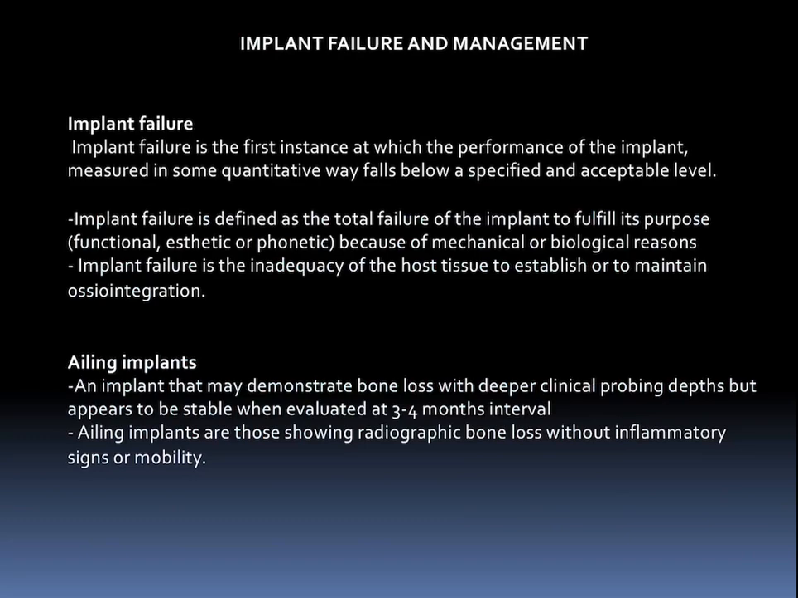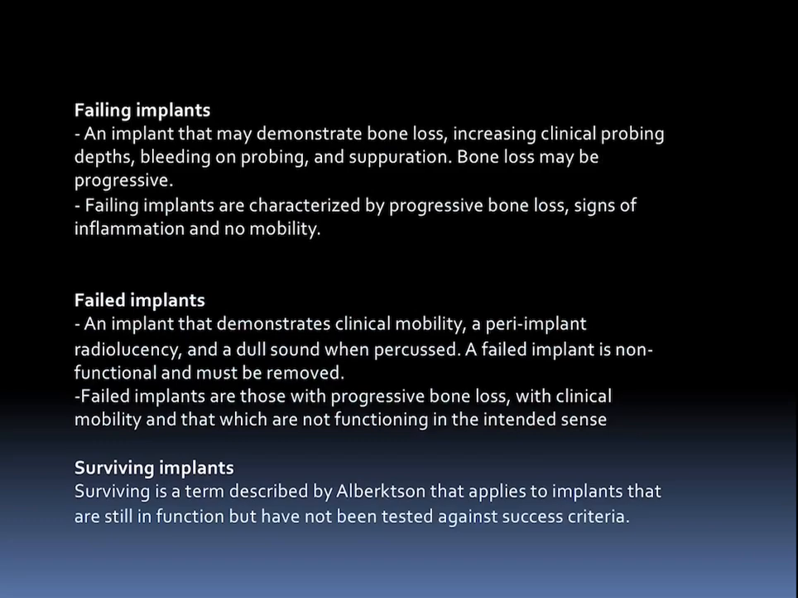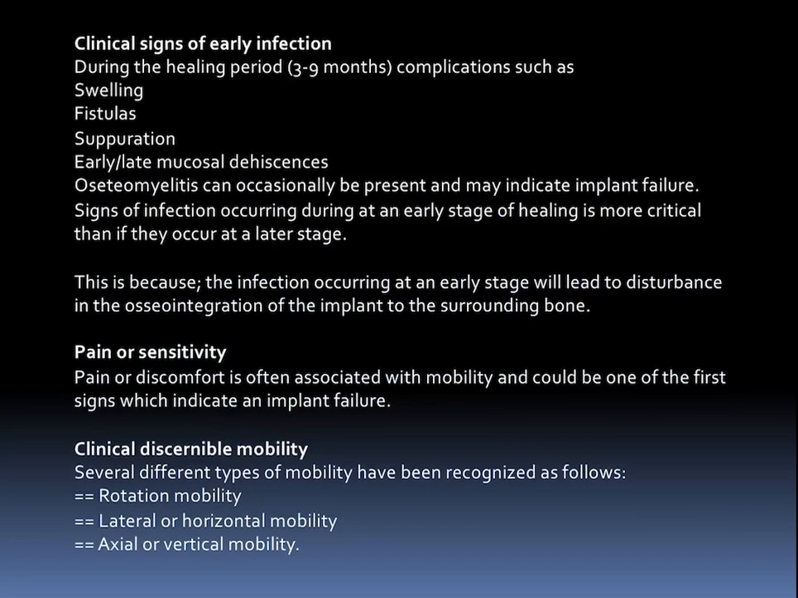It has two terminologies: ailing implant and failing implant. An ailing implant is one where we can see radiographic bone loss without any inflammatory signs or mobility. But with a failing implant, we can see definite bone loss, increasing clinical probing depth, bleeding on probing and suppuration. Now, what are the reasons for this implant failure?